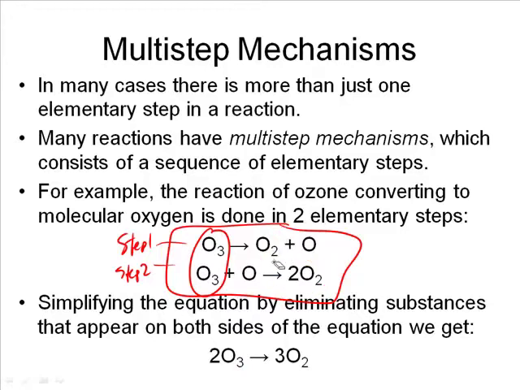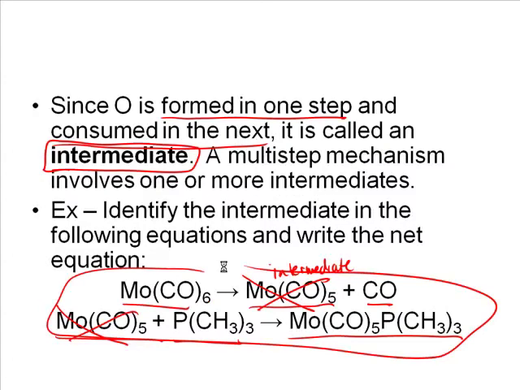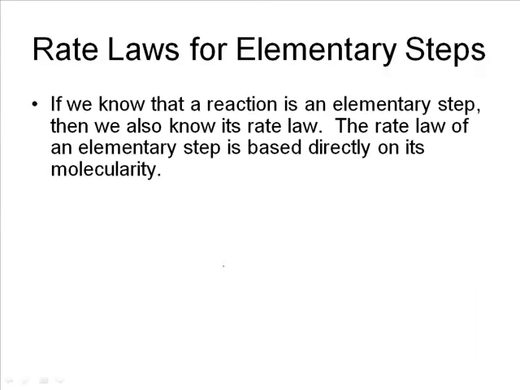So if we know that a step is an elementary step, which again we have to know from a reaction mechanism, then we also know its rate law. The rate law of an elementary step is based directly on its molecularity. What that means is, up until now, when we had rate laws, we would say the rate equals k times the concentration of A raised to some power times B raised to some power, maybe a C, maybe a D in there. But it was raised to some unknown power.